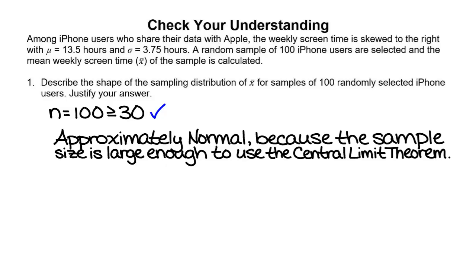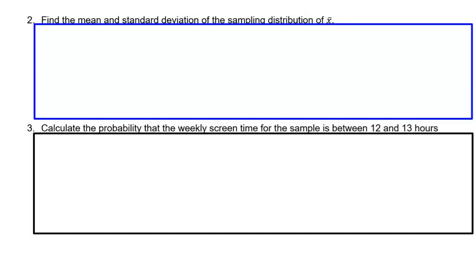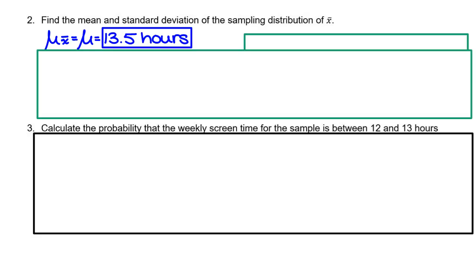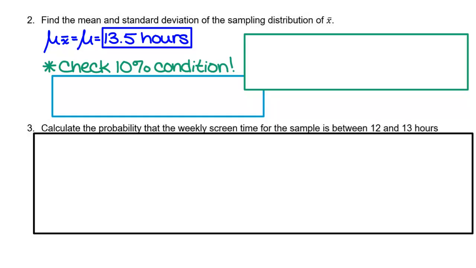You have to know the shape of the distribution, and you have to know that it's approximately normal, or else you can't calculate the probability down in number 3. What is the mean for this sampling distribution? 13.5, the same as the mean for the population. What do I need before I can calculate the standard deviation? Have to check your 10% condition.